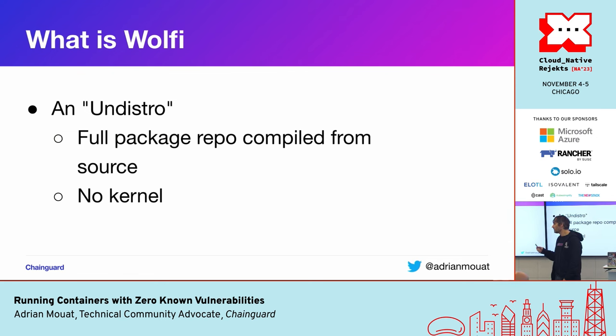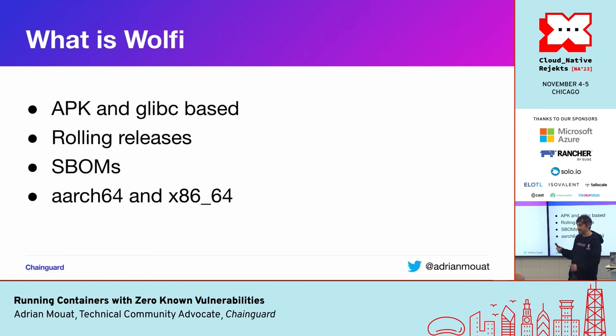And we sometimes call Wolfi an undistro. That's because Wolfi is a full package repository with everything built from source, but we don't package a kernel. At the minute, Wolfi is just designed for creating container images, and of course container runtimes come with a kernel from the host. Wolfi is APK and glibc based. APK is the Alpine package format. However, we're not Alpine compatible. We've compiled everything from source against glibc, so you can't mix and match Alpine and Debian packages.